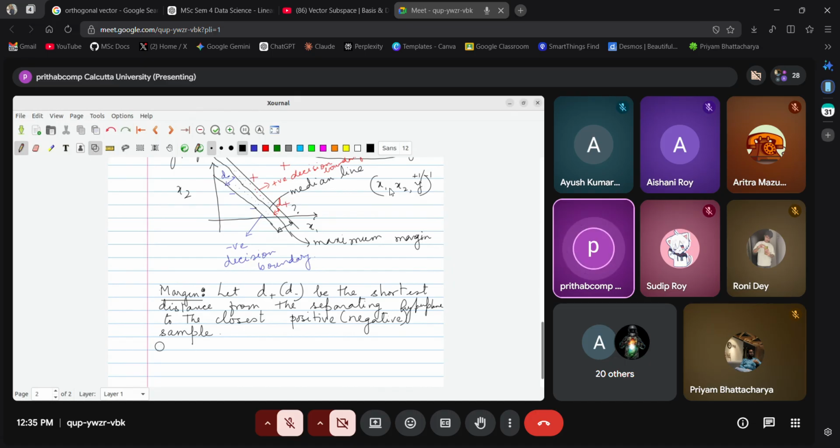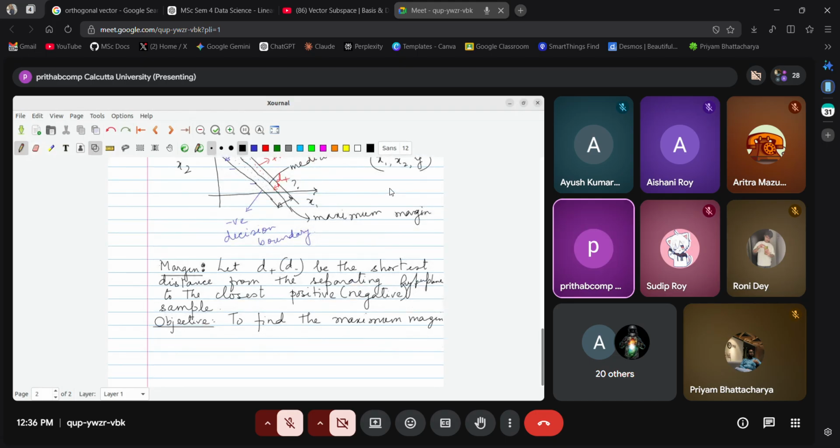So now what is our objective? Our objective is to find the maximum margin, or the largest margin.